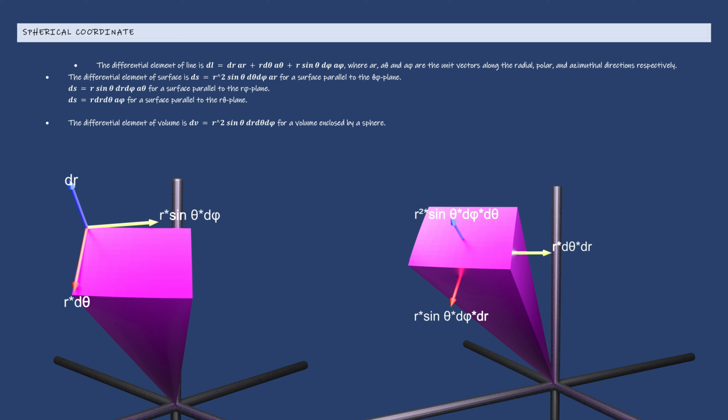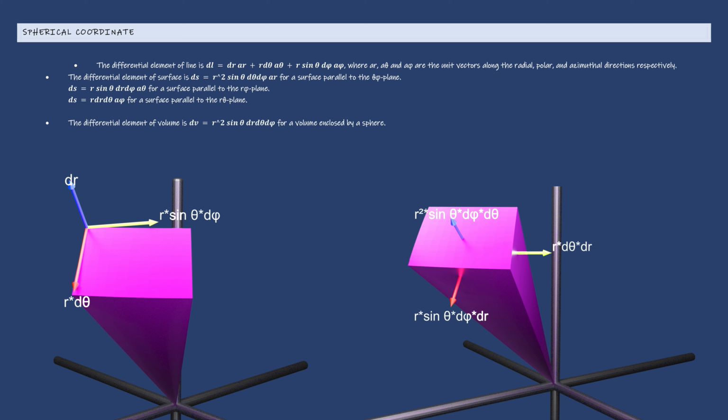The differential element of line in spherical coordinates is dl equal dr AR plus r d theta A theta plus r sin theta d phi A phi. This means that if we move a small distance dr along the radial direction, r d theta along the polar direction, and r sin theta d phi along the azimuthal direction, the length of the segment is given by dl.